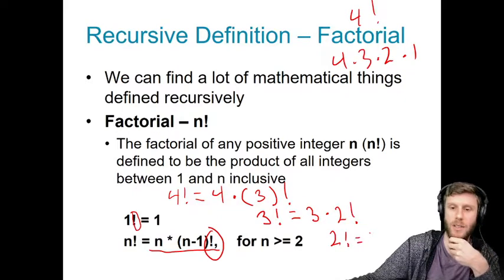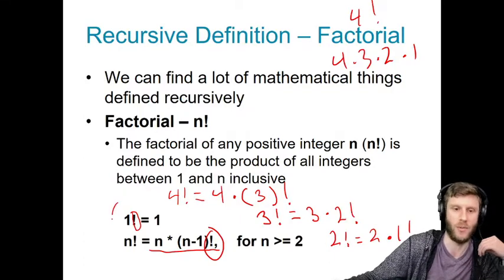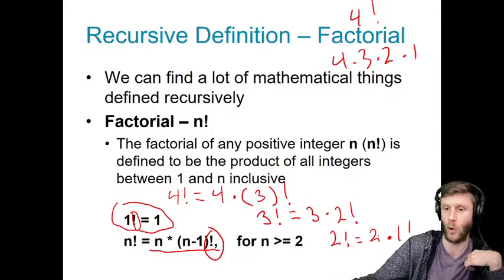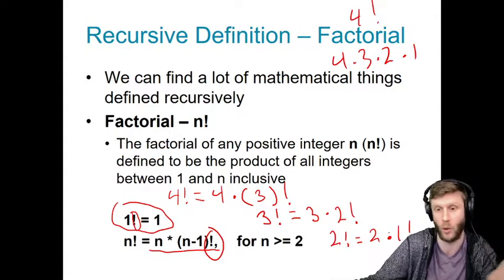Well, that's equal to 2 times 1 factorial. And what's 1 factorial? Oh, well, that's just 1. Why? Well, because it's written right here. This is the definition. 1 factorial is 1. So that means if 1 factorial is 1, 2 factorial is 2 times 1 factorial. We know 1 factorial is 1, so 2 factorial is 2.